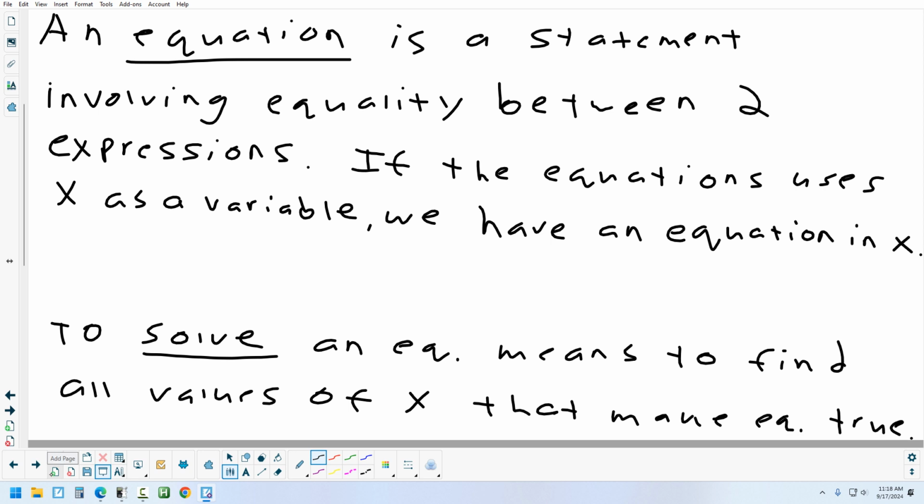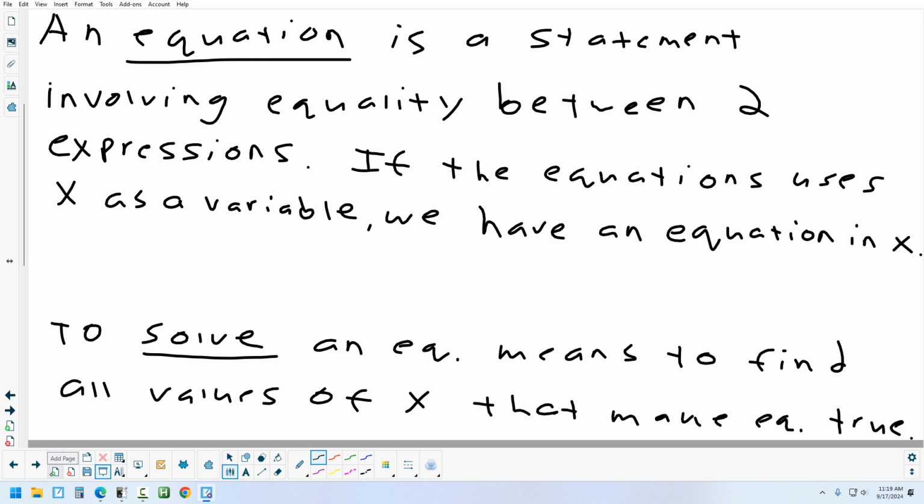So when I ask you to solve an equation, that means I want you to find the value that makes it true. Some equations will have more than one answer. Some equations could have no solution. In general, though, a linear equation can have at most how many answers when you're solving a linear equation?